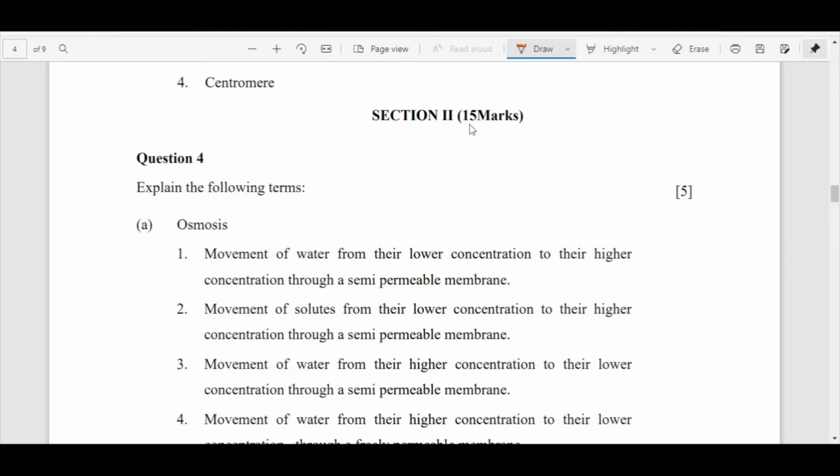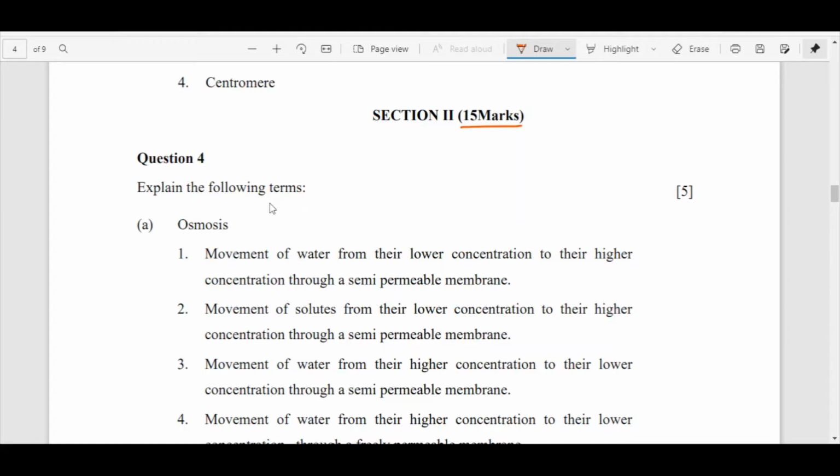ठीक है, section 2 में भी 15 marks allot किया है council ने. So let us start with question number 4 of this section. We have already done the first 3 questions, question number 1, 2 and 3, that were included in section 1. So that's why we are going to start off with the fourth one, that is under section number 2. So the first question under this is, explain the following terms.